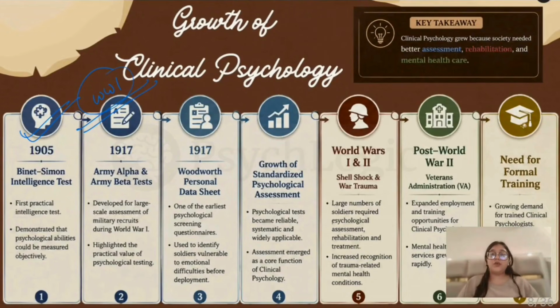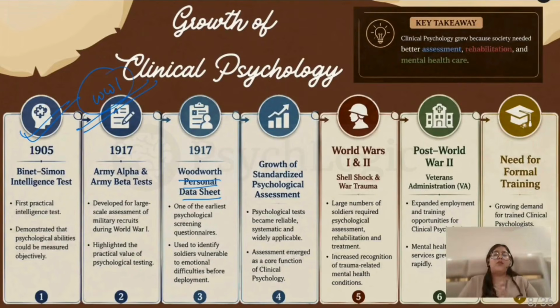Army Alpha was for the people who were literate, who can read and write English. Then came Army Beta for soldiers who could not read or speak English fluently and were illiterate. They were also training to be soldiers, right? So we also needed a test for them. So that is where Alpha and Beta came in. Another important development was the Woodworth Personal Data Sheet. This is one of the earliest psychological screening questionnaires. This is where psychology started to become objective. We have standardized psychological assessments. This became the foundation of clinical psychology.